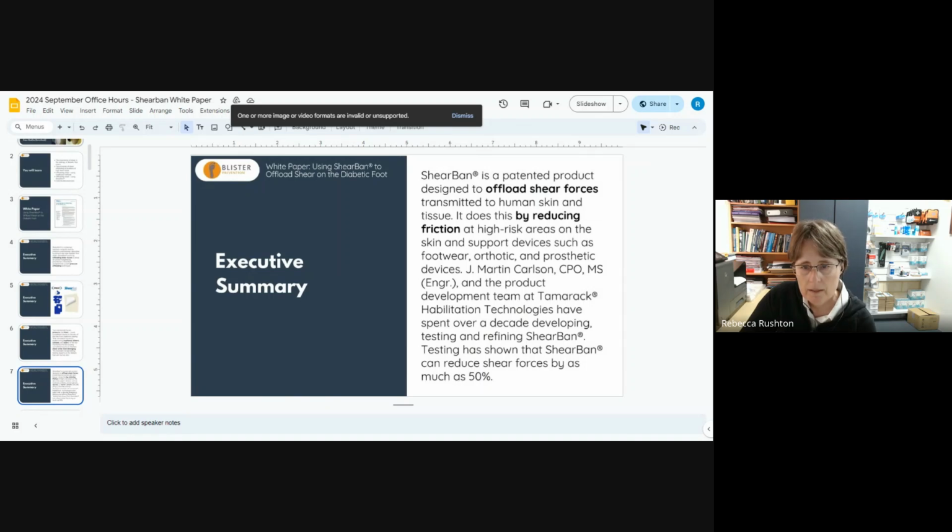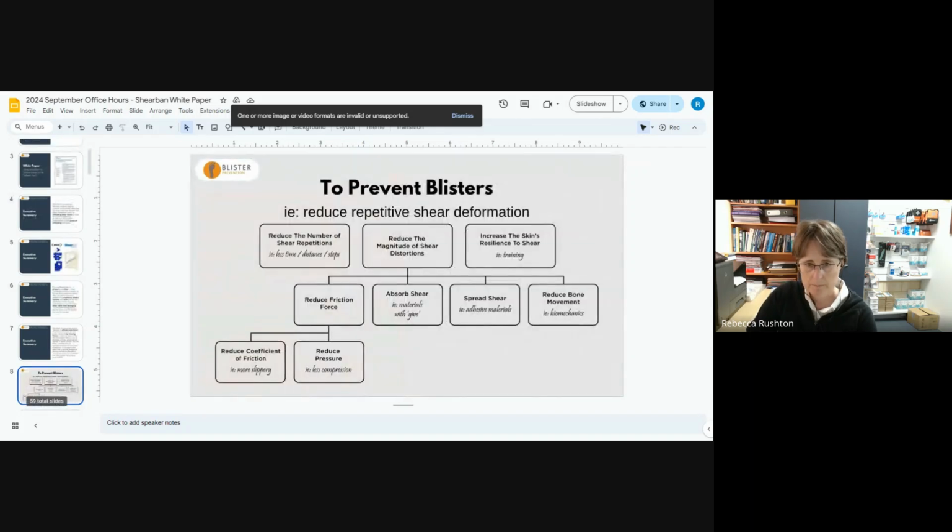So ShearBan is designed to offload shear forces transmitted to the human skin and tissue. Not just the skin, it's all the subcutaneous tissue underneath the skin surface. It does this by reducing friction at high-risk areas on the skin and support devices such as footwear, orthotic or prosthetic devices. Marty Carlson and the product team at Tamarack have spent over a decade developing, testing and refining ShearBan, and it can reduce shear forces by as much as 50%.